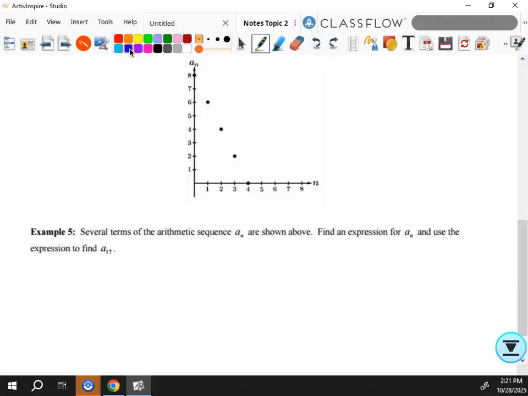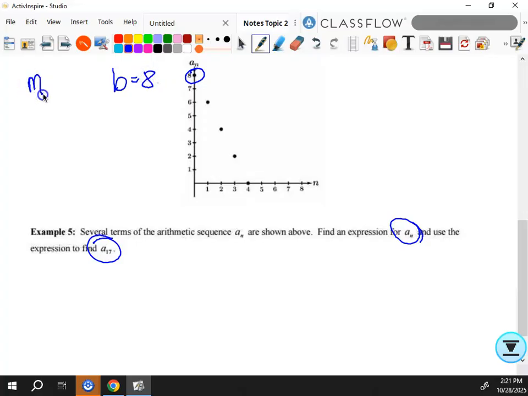All right, so several terms of the arithmetic sequence a sub n are shown above. Find the expression for a sub n and use the expression to find a sub 17. All right, so this time they gave me a graph. They told me it's arithmetic, so I don't have to figure that out. Do I know my y-intercept? Yes, I straight up know it. I'm not guessing it, nothing. It's right there, right? So I know that b is equal to 8.